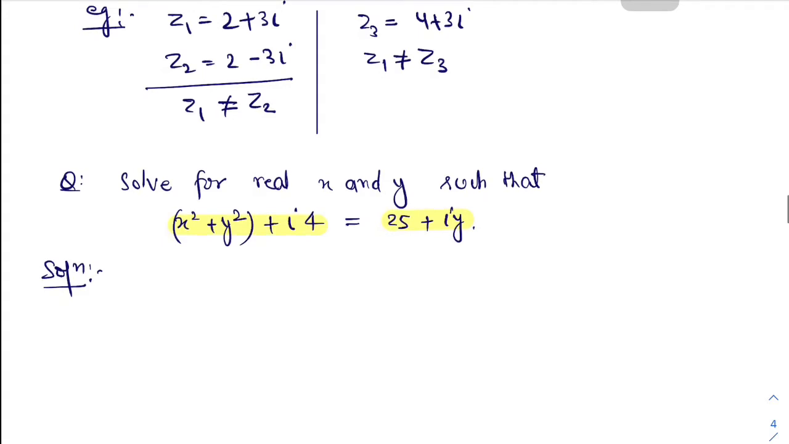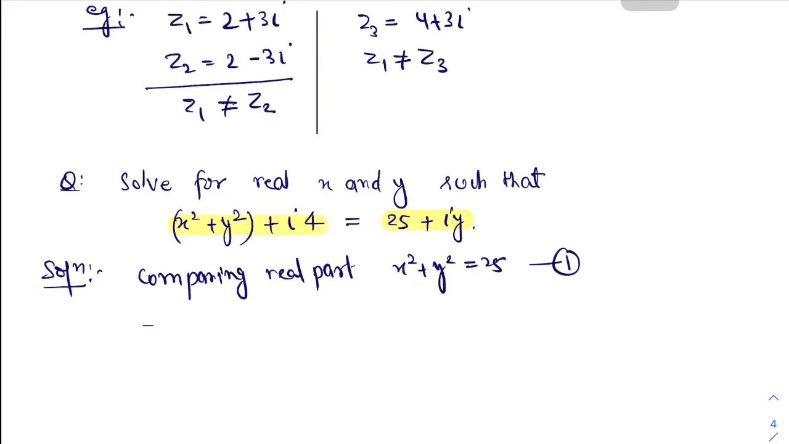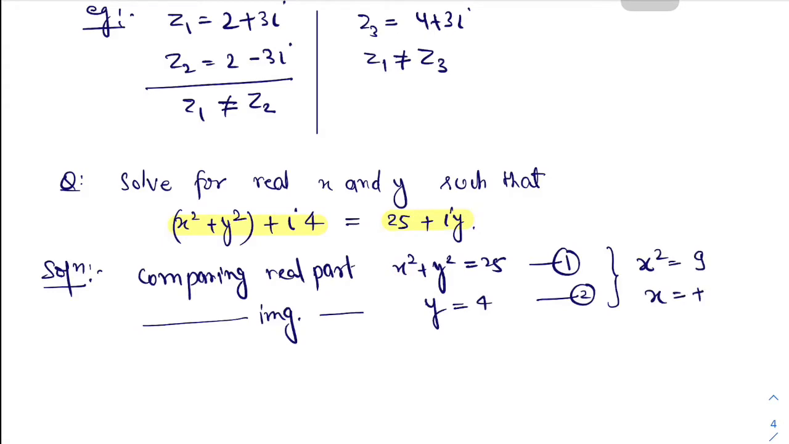Comparing the real part, this will give us x square plus y square is equal to 25, equation number 1. Comparing the imaginary part, we get y is equal to 4, equation number 2. There are two variables, two equations, we can easily solve them. Y is already 4. If we put y equal to 4 in equation 1, we get x square is equal to 9, and hence x is equal to plus minus root of 9, that is plus minus 3.